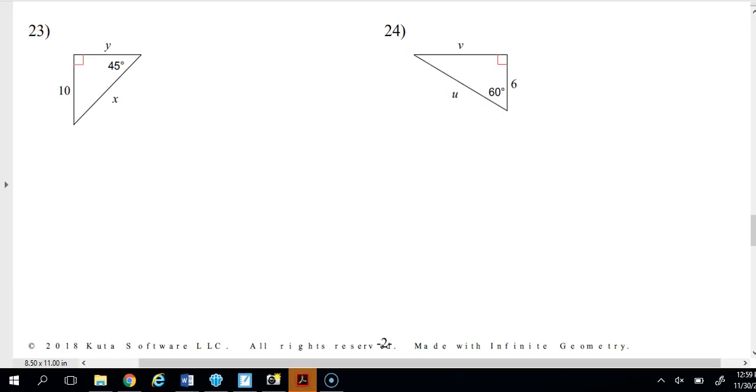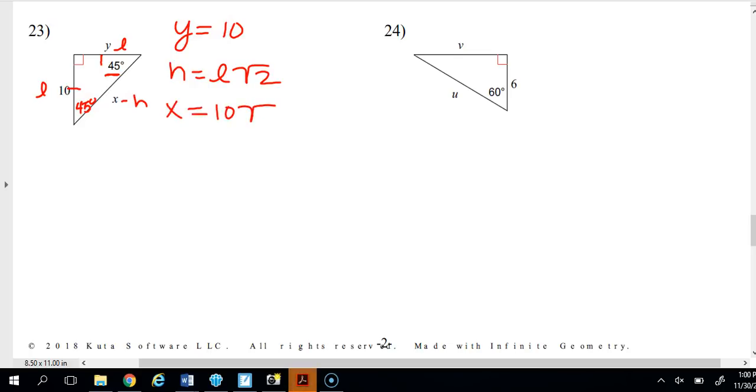Our last two problems, 23 and 24. So 23, again, we've got 45 here, so we know that this also has to be 45 because it's a 45, 45, 90 triangle. These two legs are congruent, so we know that y equals 10. And if y equals 10, then this is our hypotenuse. Our formula is h is equal to the leg times the square root of 2. So this is then just x equals 10 times the square root of 2. There's our x and our y.